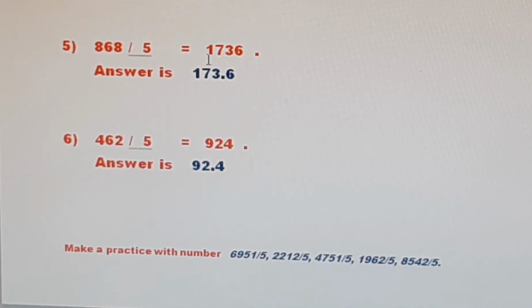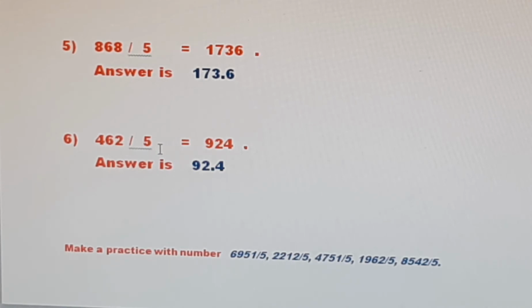868 divided by 5. Double of 8 is 16. You have to put 6 here and the carry forward number will come here. Double of 6 is 12 plus 1 is 13. You have to put 3 here and the carry forward number will come here. Double of 8 is 16 plus 1 is 17. So your answer is 173.6.